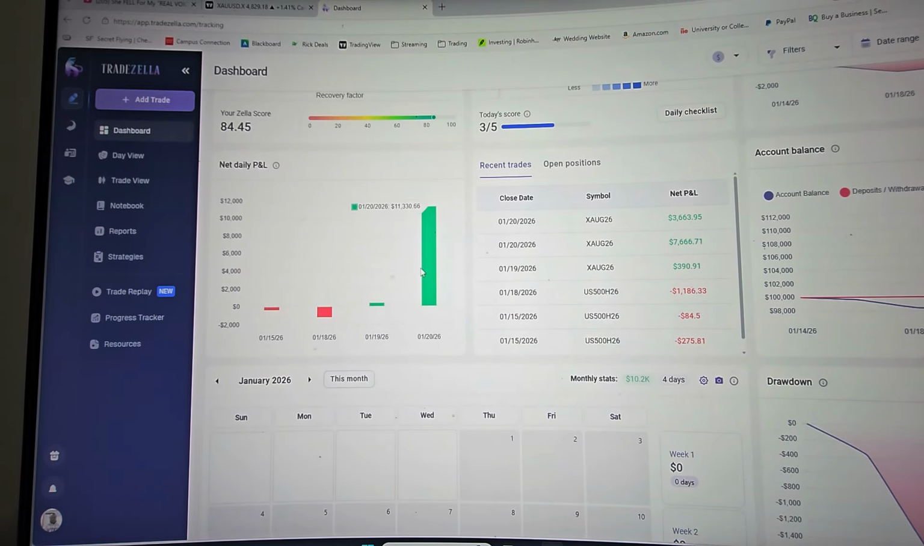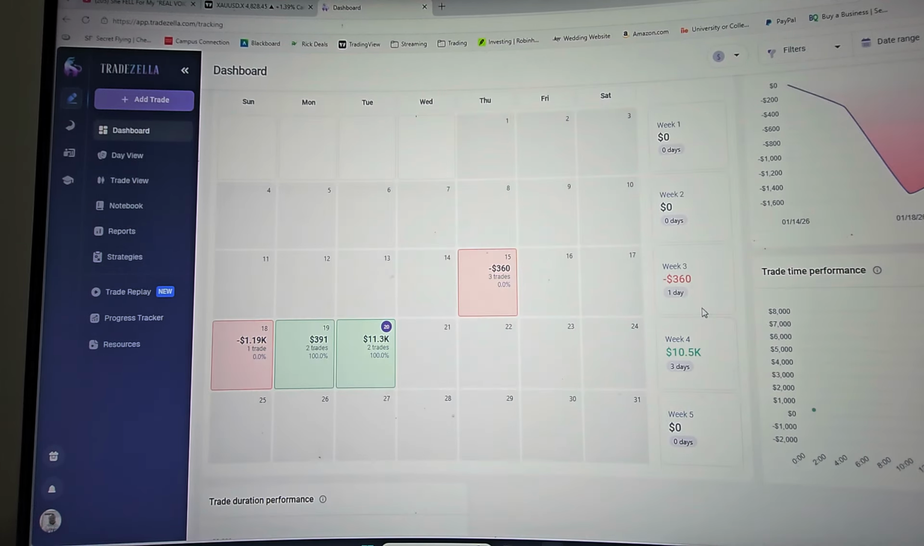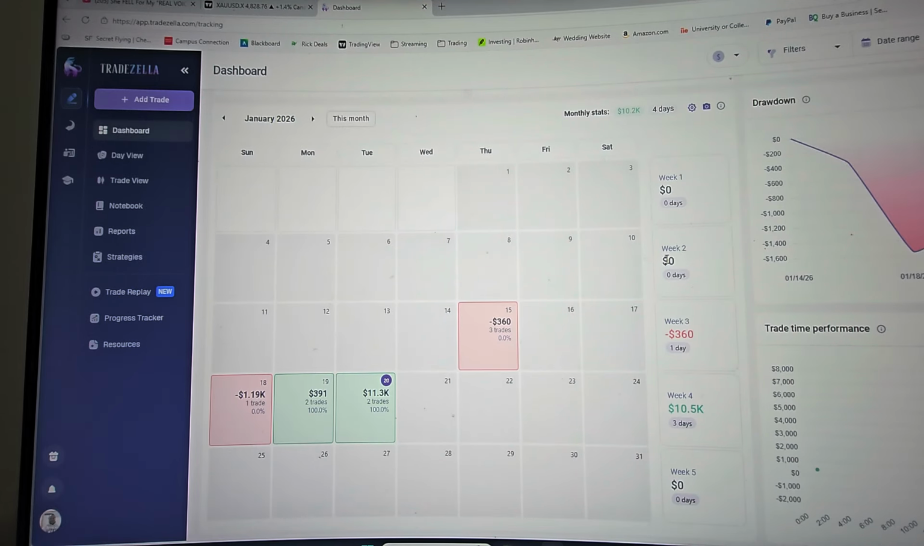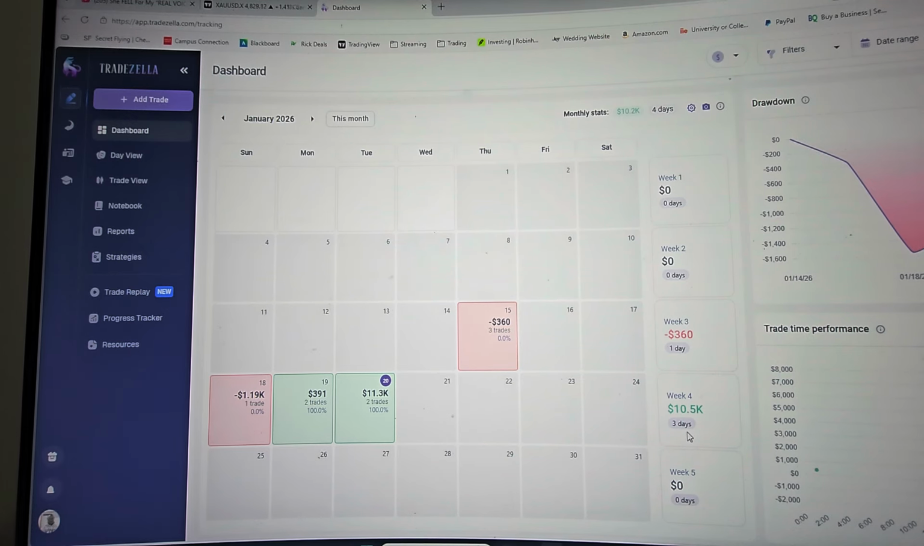Net daily P&L: 11,300. And this is the last trade for $3,600. One thing that I like about TradeZilla is this calendar that gives you your weekly balance, so that you know if you're making money each week or each day. This week I made $10,000 in profit, so that's good.